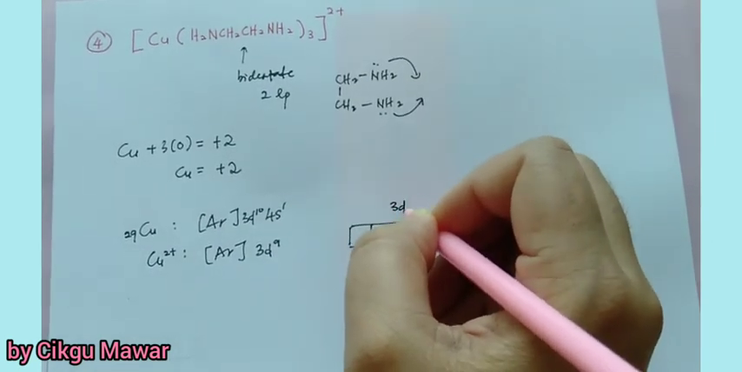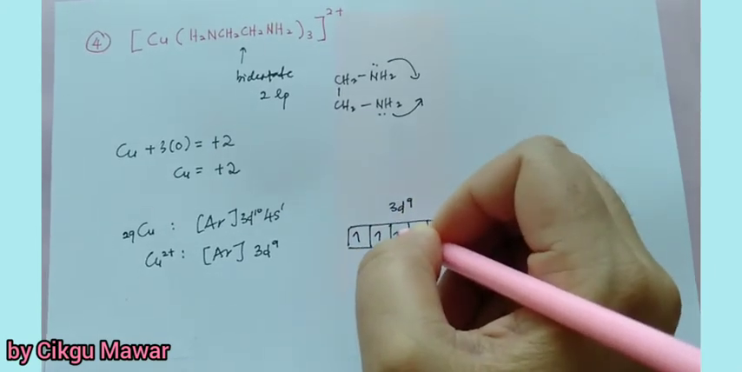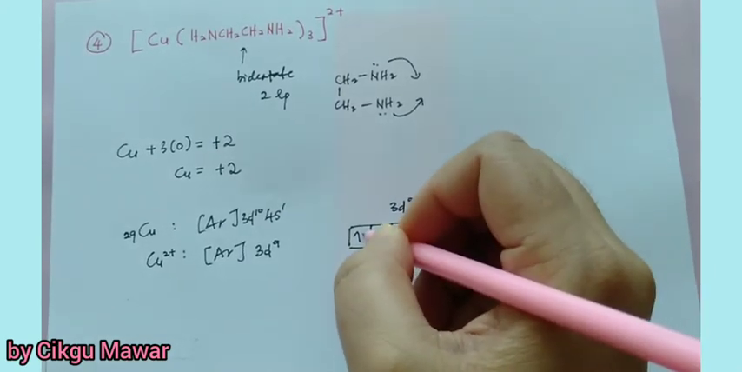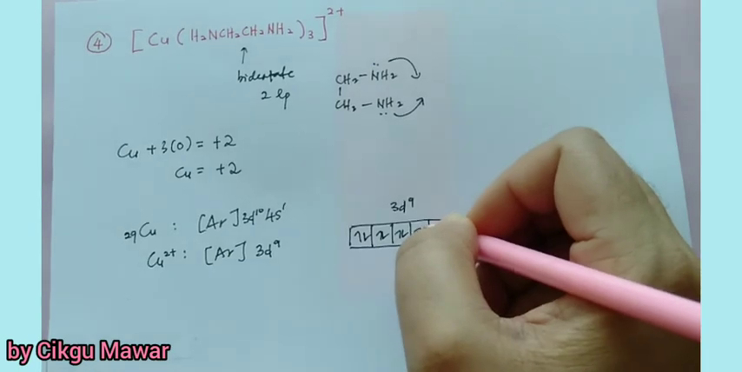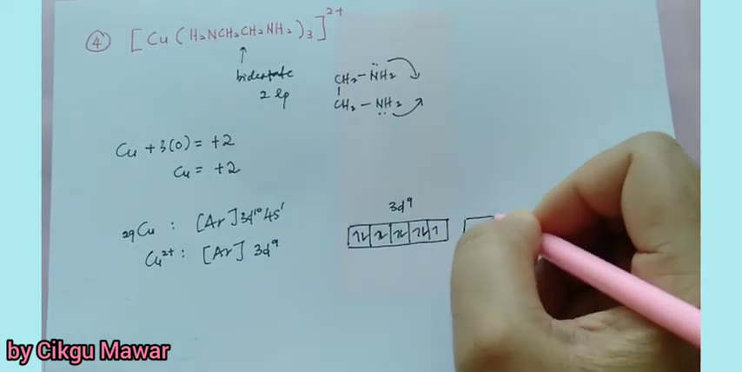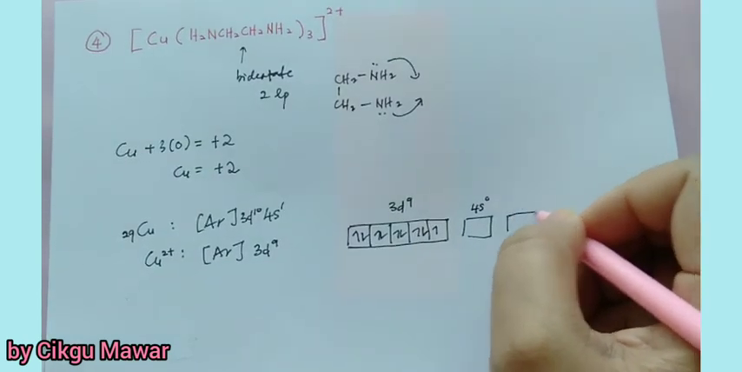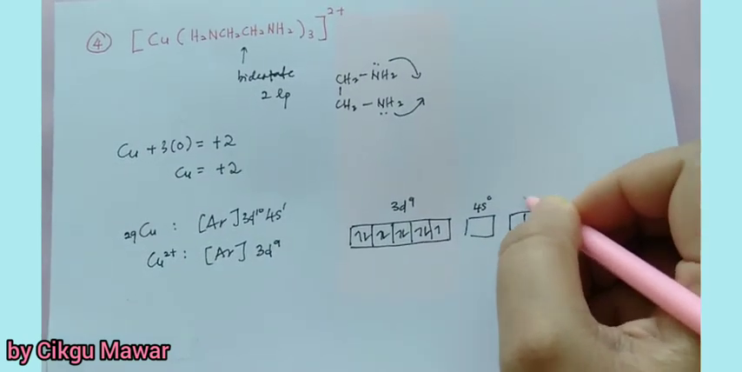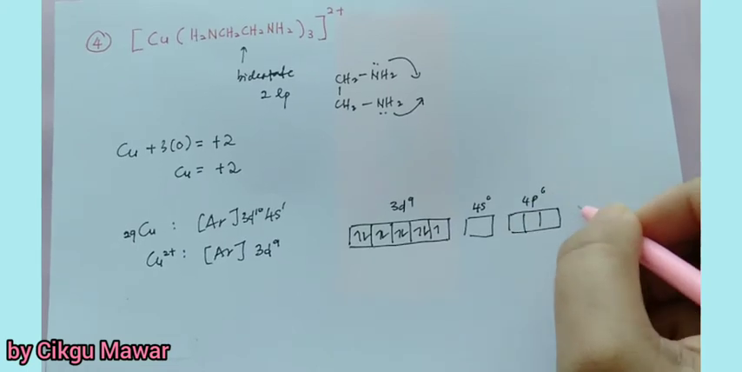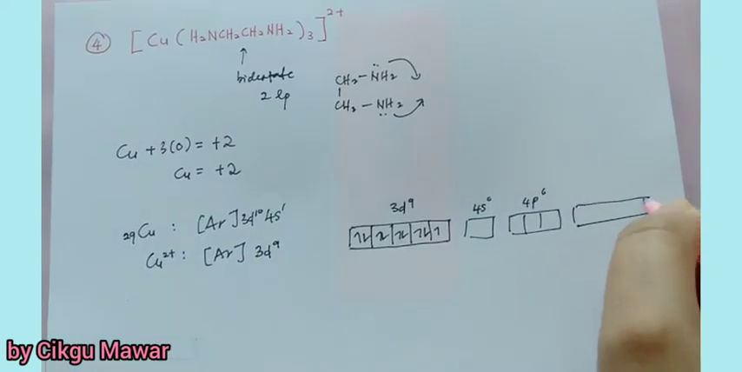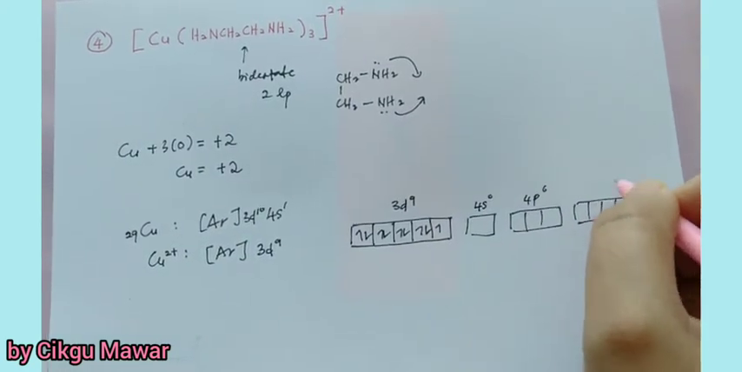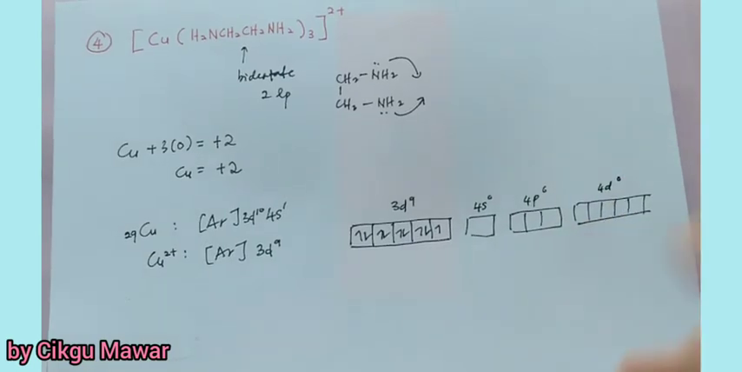For 3d9: 1, 2, 3, 4, 5, 6, 7, 8, and 9. And then 4s, empty 4s. And then empty 4p. Also empty 4d. Empty orbitals.